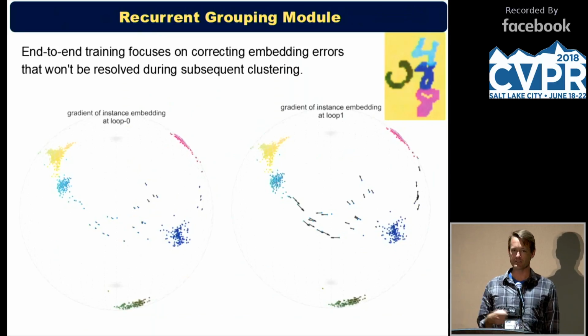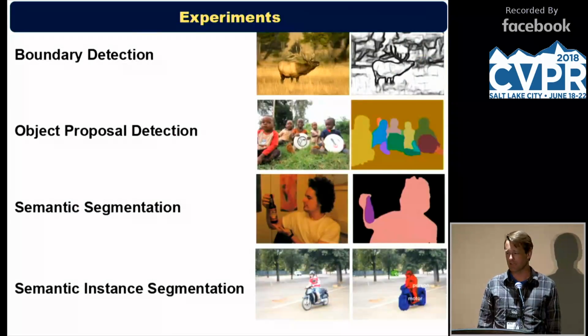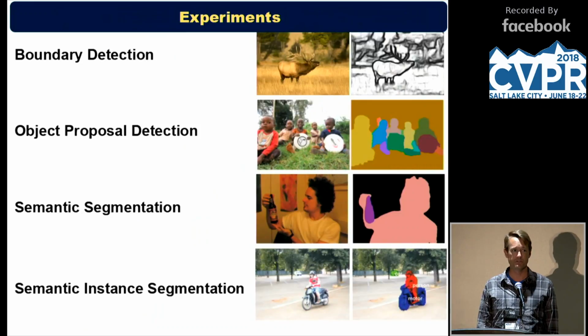So in this example, say 2 clusters, it focuses on those embedded near the boundary that won't be corrected by the grouping process. So this allows us to sort of train the whole model end to end and produce good grouping results. We've evaluated this on a variety of pixel labeling tasks, object proposal detection, and semantic instance segmentation, but also on some tasks which actually can be formulated as K-way classification problems.